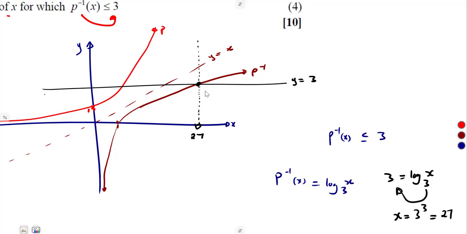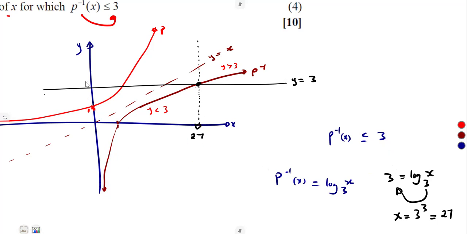So meaning to say that x, which is 27, guys, is our critical value, the one that we are going to use for our comparison now to say from that x, which is 27, what is happening with the inverse? Our inverse here on the right side, it is found above the line y is equal to 3. So meaning to say it is greater than 3. But if you check this side, guys, it is below. It is below that line of y is equal to 3, meaning to say it is less than what? Less than 3. So our question was, where do we have the inverse less than or equal to 3? So the less than part is this one.